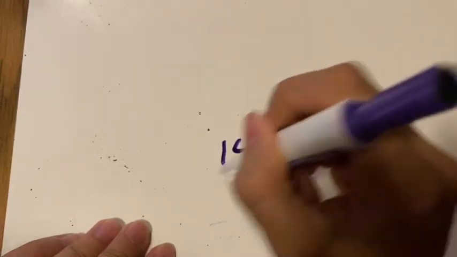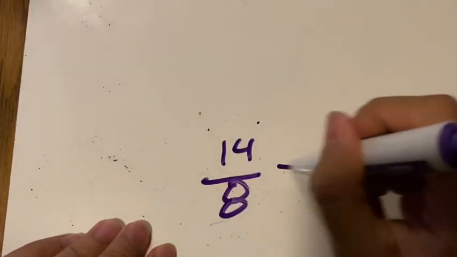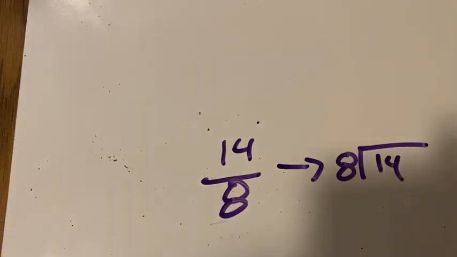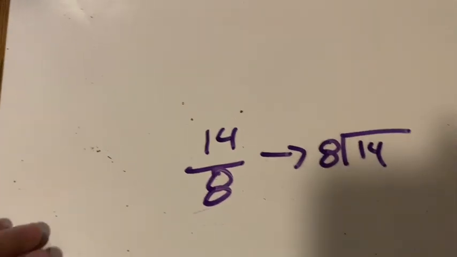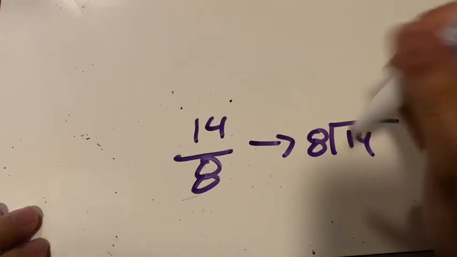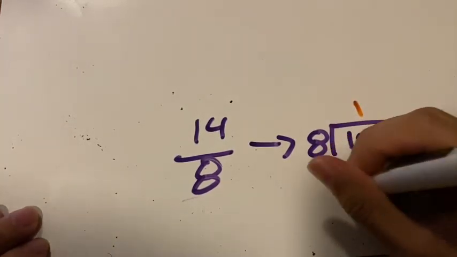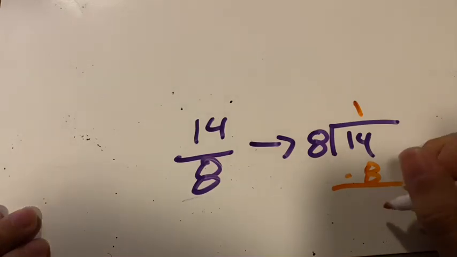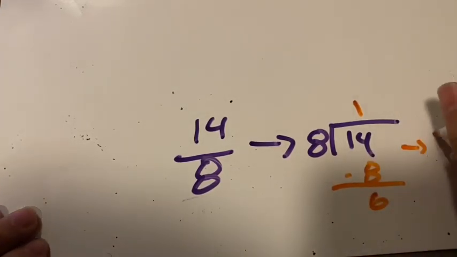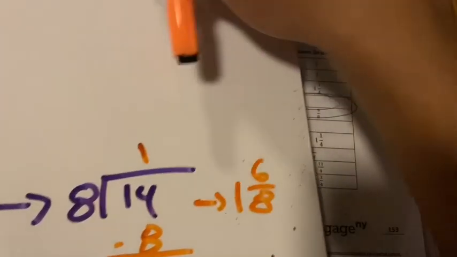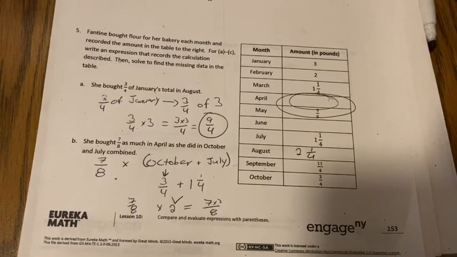So I'm going to have 14 over 8. So let's go ahead and solve it. 8 divided into 14. How many times does 8 go into 14? 1 time. 8 times 1, 8. 14 minus 8, what's that? 6. So my answer is 1 whole and 6/8. So how much did you buy in April? This much. 1 whole and 6/8.